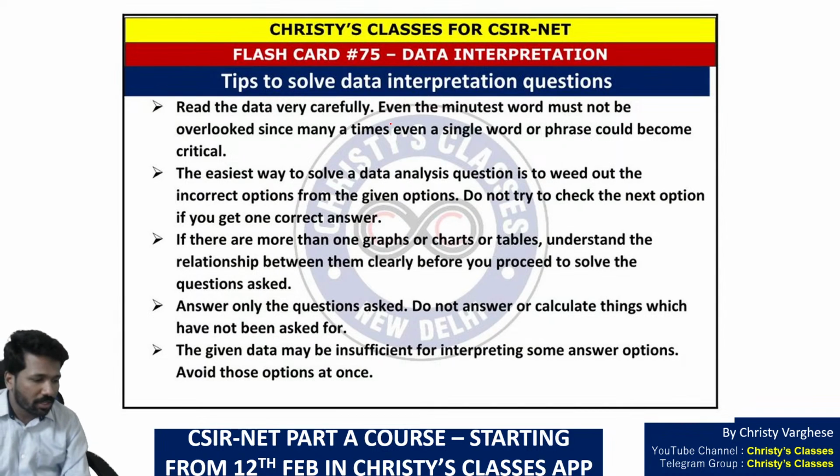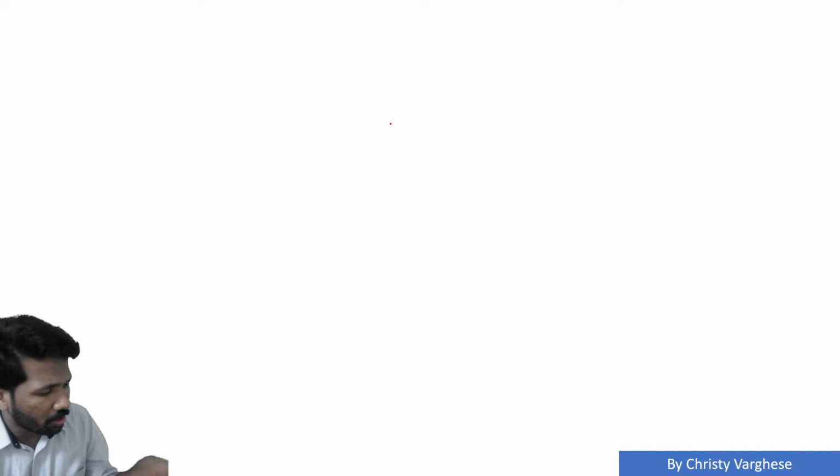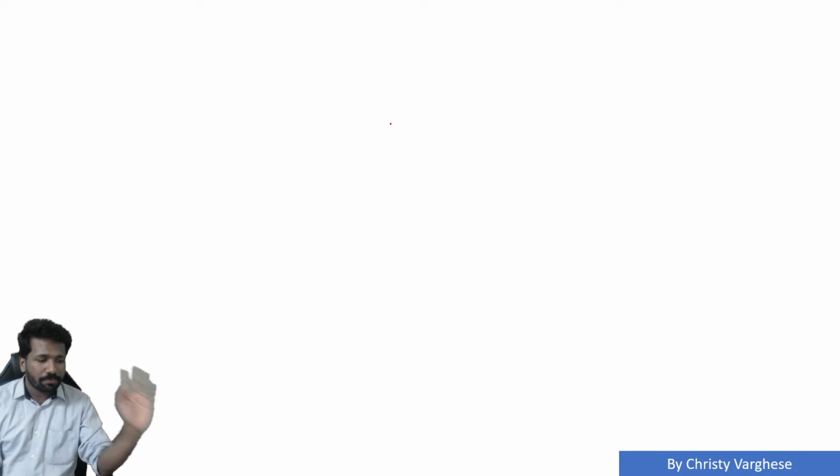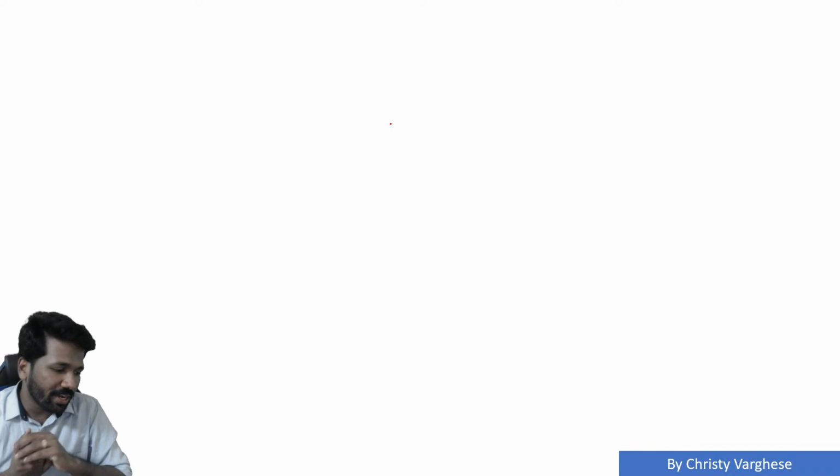And these are some of the tips to solve data interpretation questions. So these are the major areas. Please let me know, did you get an overall idea, the detailed analysis of the syllabus? Again, today's session, that was the only objective, to analyze syllabus of CSIR-NET Part A section in detail.